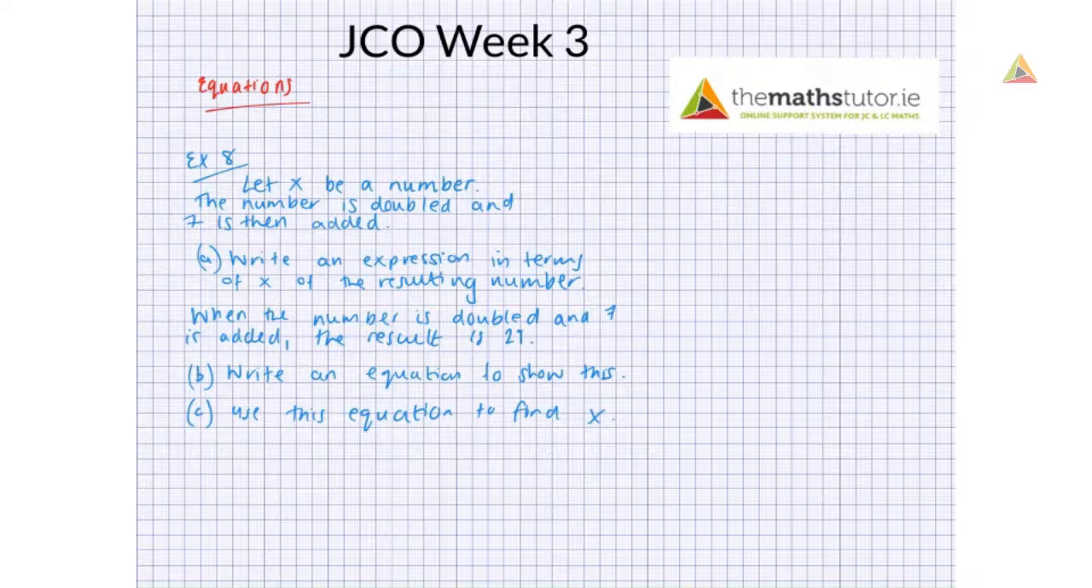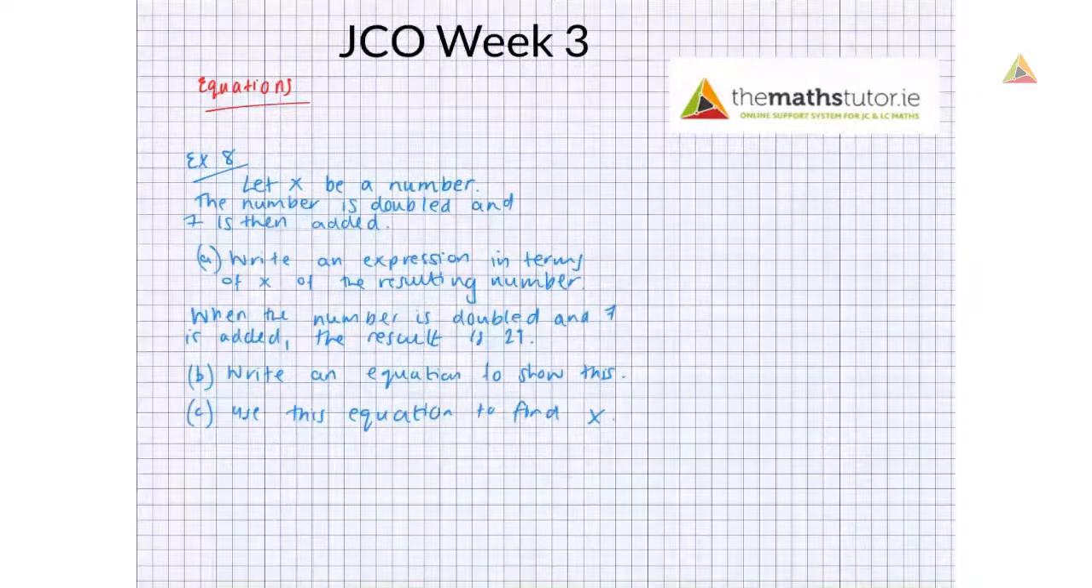Let's look at the first part. So let x be a number. That number is doubled and 7 is added. So the first part is to write an expression in terms of x of the resulting number. So x is a number, x is doubled. So there you have x. If we double x, it's going to be 2 times x. And then it says that 7 is added. So it's going to be 2x plus 7. That's your expression.